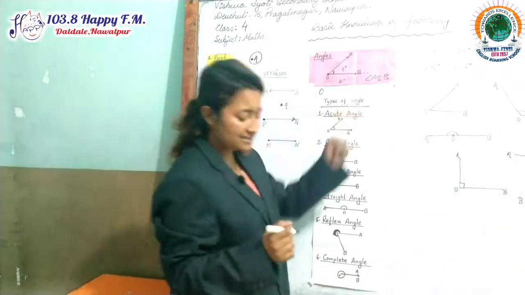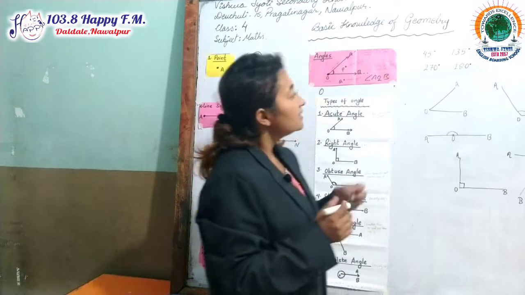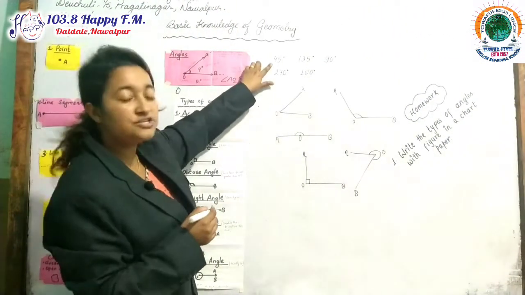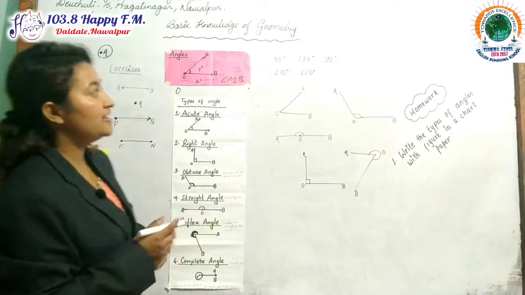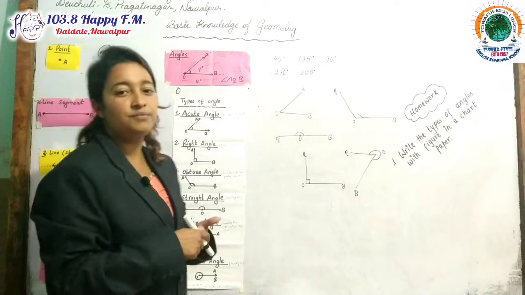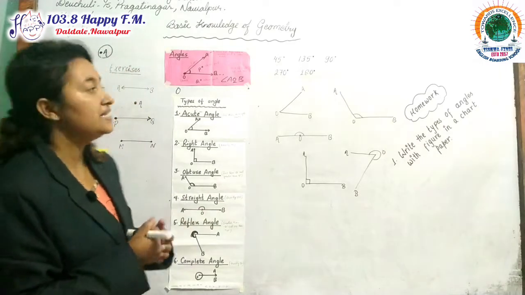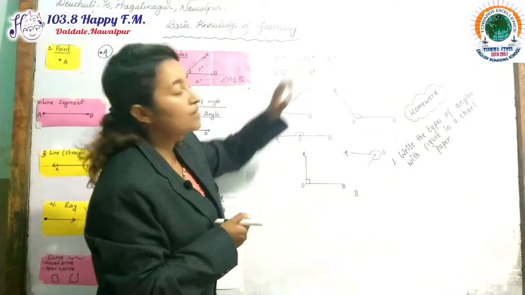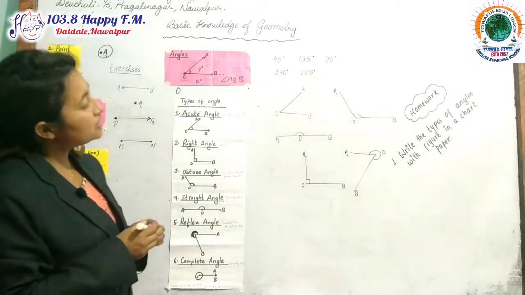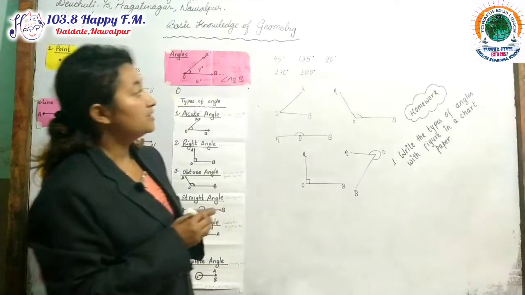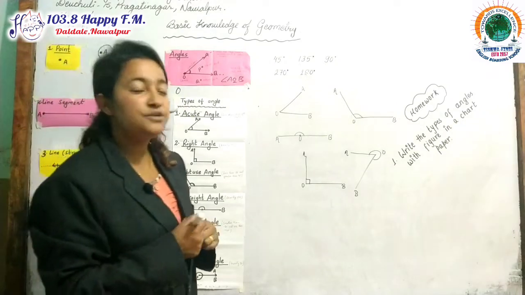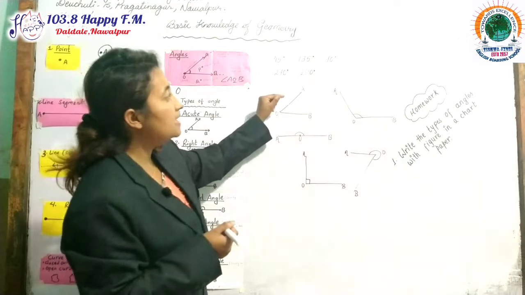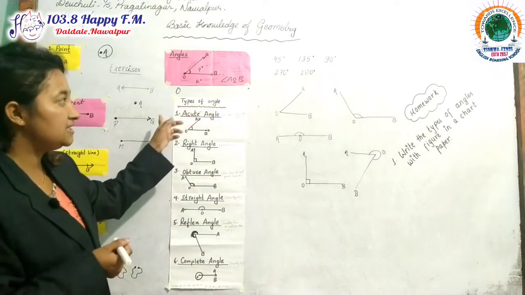Now, let's get into the exercise. Can you tell me which angles those are? 45. Which angle might it be? Yes, acute angle. Why? Because it is less than 90 degrees. Okay, very good. Now here comes 135. Which angle can it be? Yes, it is an obtuse angle because it is greater than 90 degrees but less than 180 degrees.